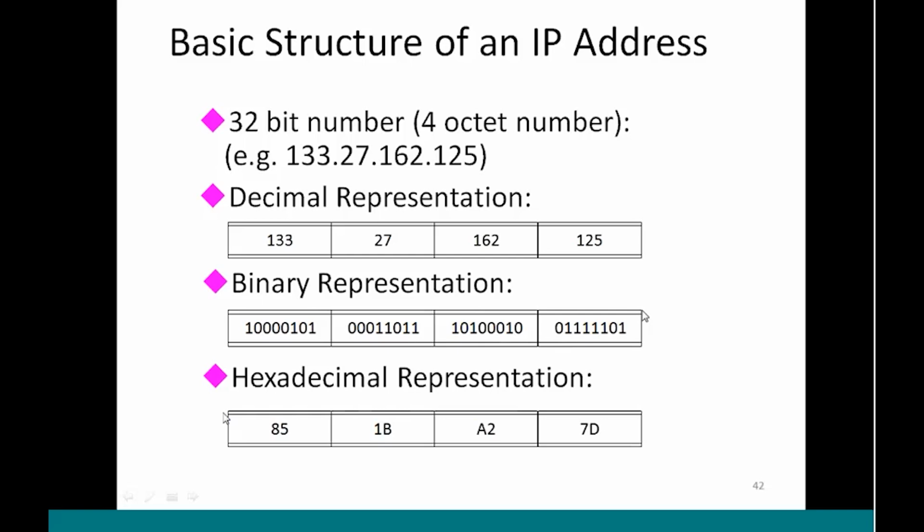Sometimes this is also represented in hexadecimal. For example, the same number can be 85 1B A2 7D. In Linux systems, typically people represent or call out the IP addresses in hexadecimal. In fact, there are some commands which we will talk about in the later part of this lecture, the commands to get data from your machines and see how they are represented. So we'll talk about that later.